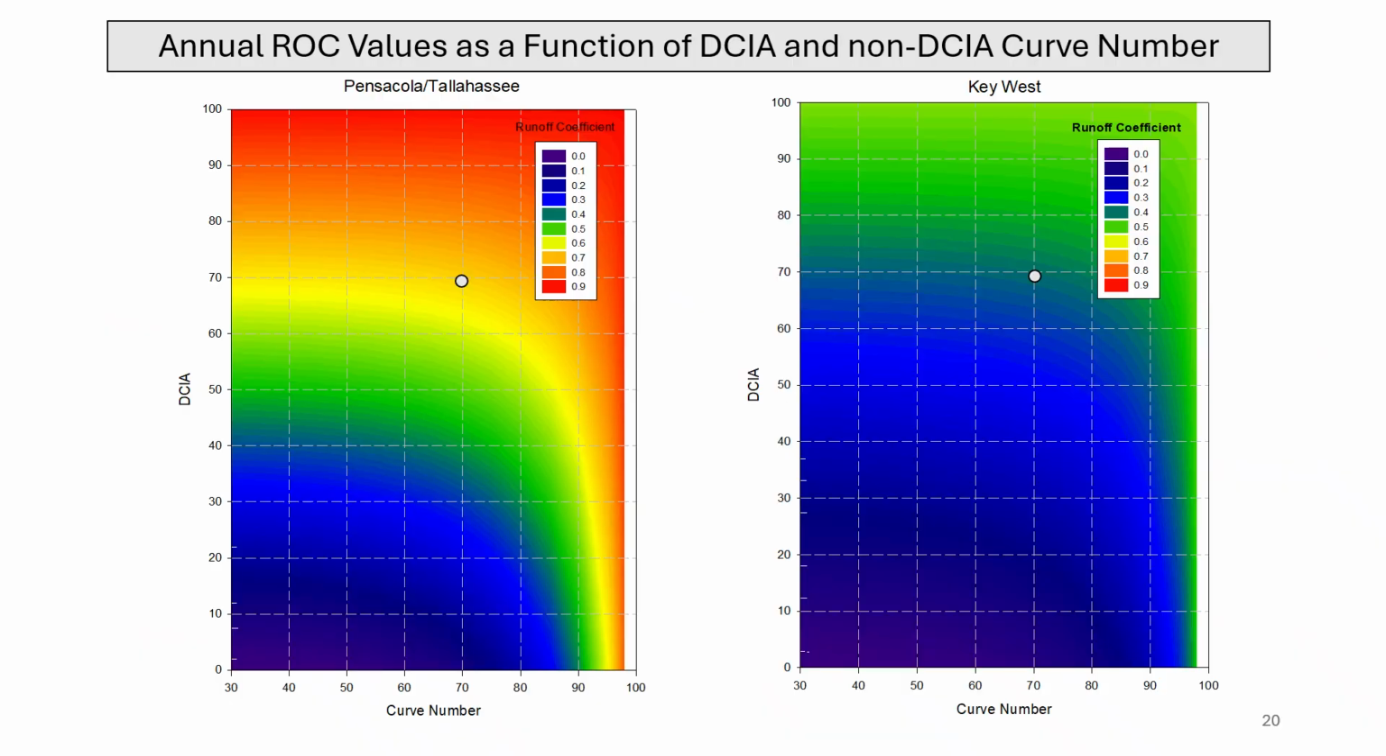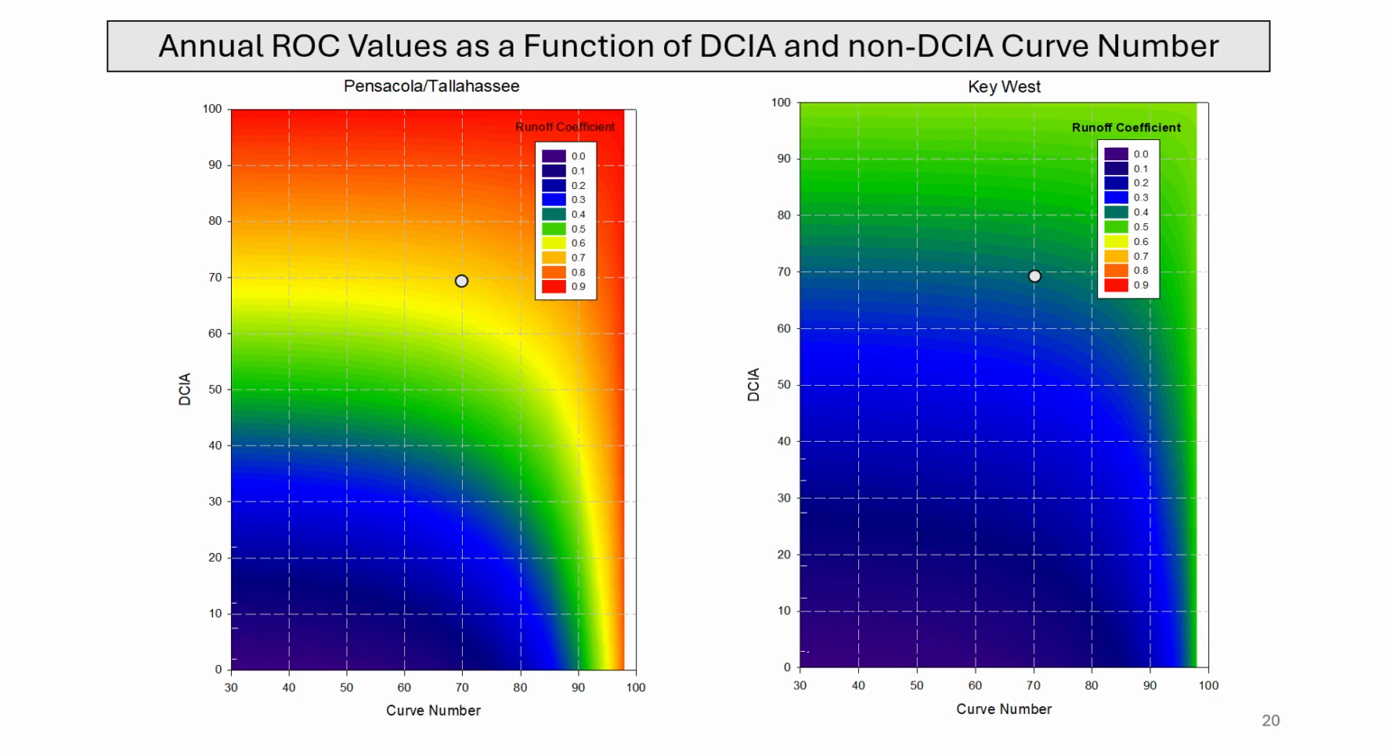Here, we're looking at visual plots illustrating the annual runoff coefficient, or ROC, as a function of both the directly connected impervious area, or DCIA, and the curve number for the non-DCIA area. We have data presented for 2 distinct sites, Pensacola-Tallahassee and Key West. One significant observation you can make is the generally higher incidence of ROC for the Key West area, which is represented by the blue color on these plots, when compared to the Pensacola-Tallahassee sites.